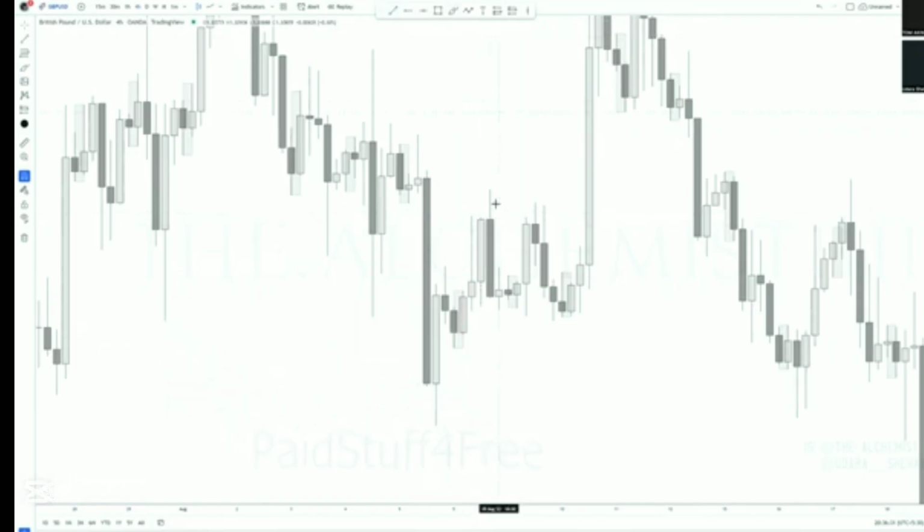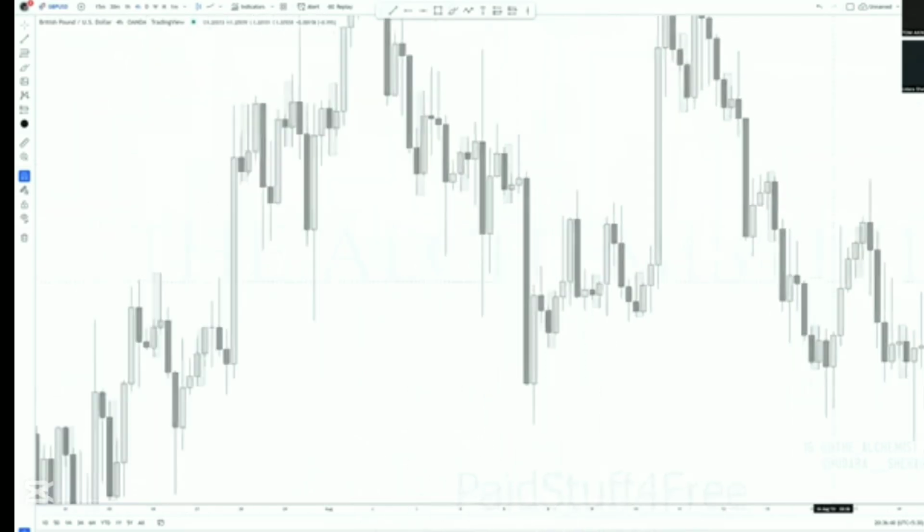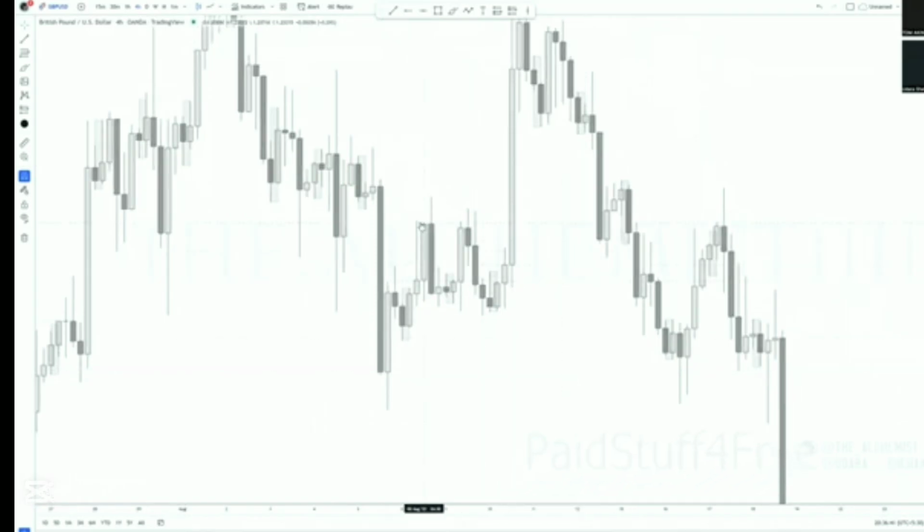It's something very simple, but it's very important, because above every single swing high in the market, there will be buy stops resting. Breakout traders will be placing their buy stops above these swing highs. So let's talk about that later.